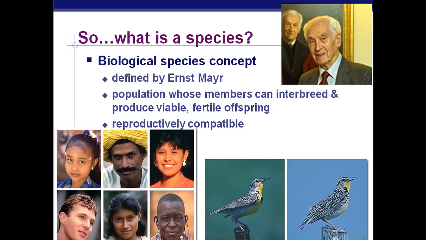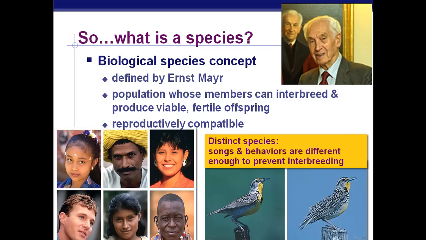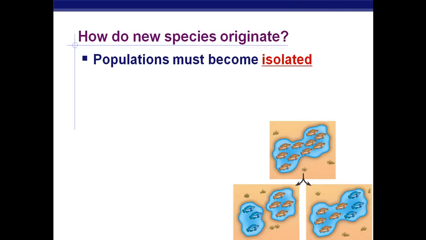Let's take a look at these 2 meadowlarks, the eastern and western meadowlarks. They're distinct species, even though when you look at them phenotypically they're quite similar. Their songs and their behaviors are different enough to prevent interbreeding. And taking a look at these pictures of humans, humans are so diverse, but of course we're one species, whereas the meadowlarks are so similar but considered different species. So just looks are not always enough to determine whether or not organisms are of the same species. Just consider dog breeds.